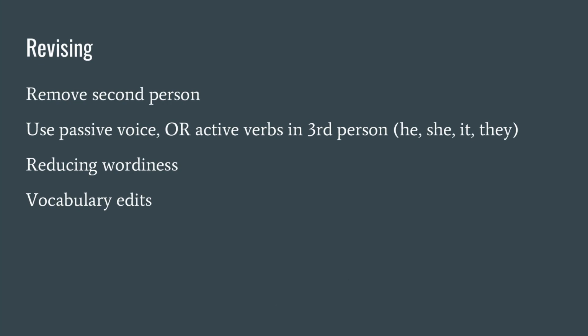This is written in second person, so I'm going to remove second person. Second person is a really informal, conversational style, not suitable for professional and academic writing. A good way to do that is to use passive voice, like something is removed. The screw is removed, instead of saying you remove the screw, or giving a command, remove the screw. Passive voice: the screw is removed.